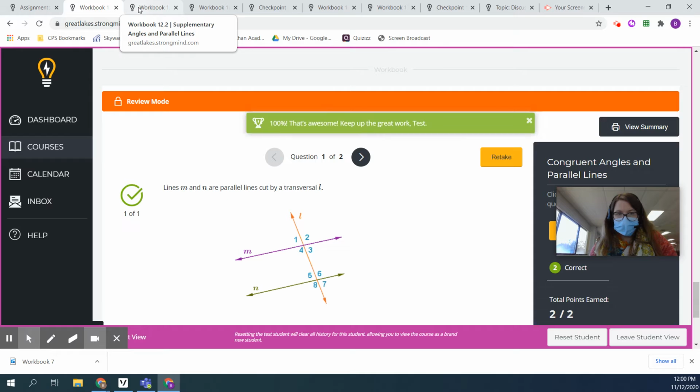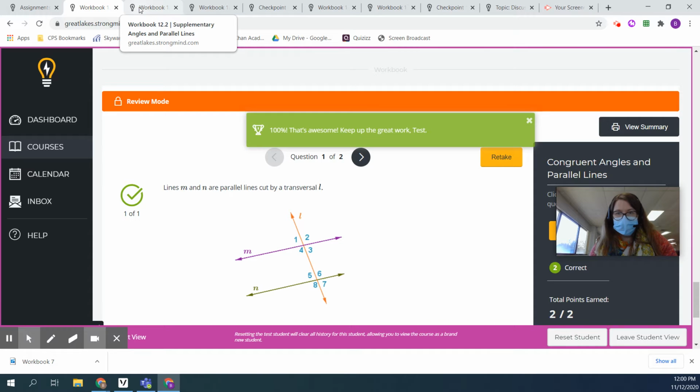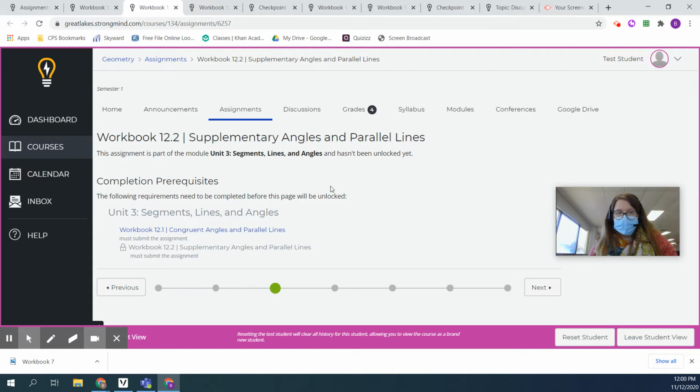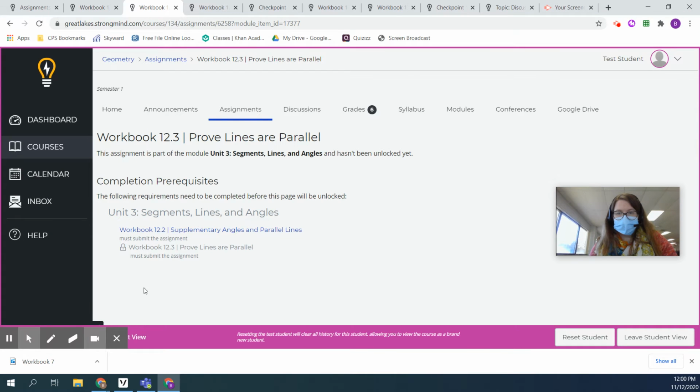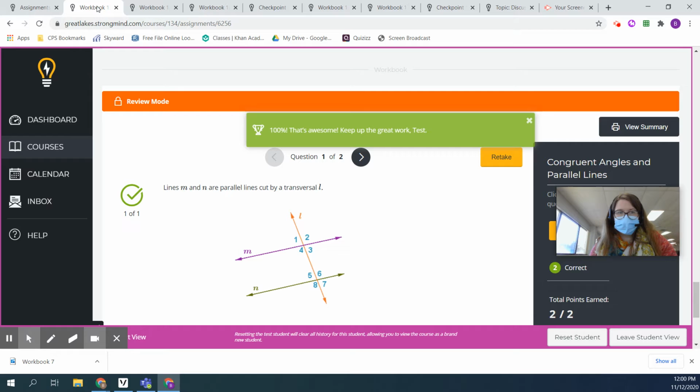Then 12.2 goes here. And it's supplementary angles and parallel lines. Oh, it wanted me to finish that one, huh? I guess I have to go back.